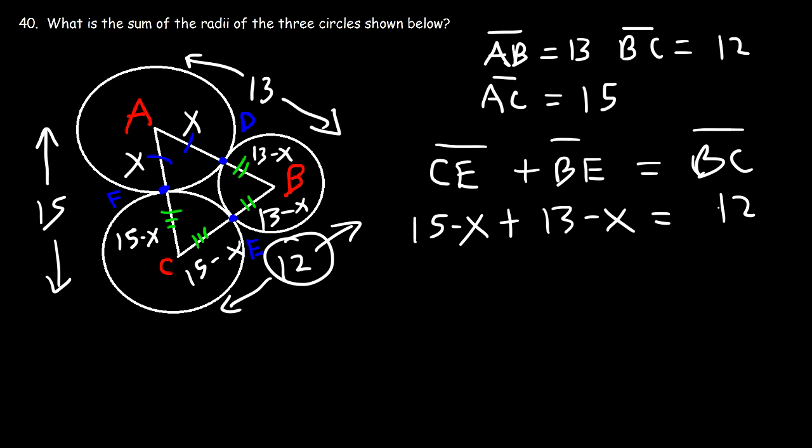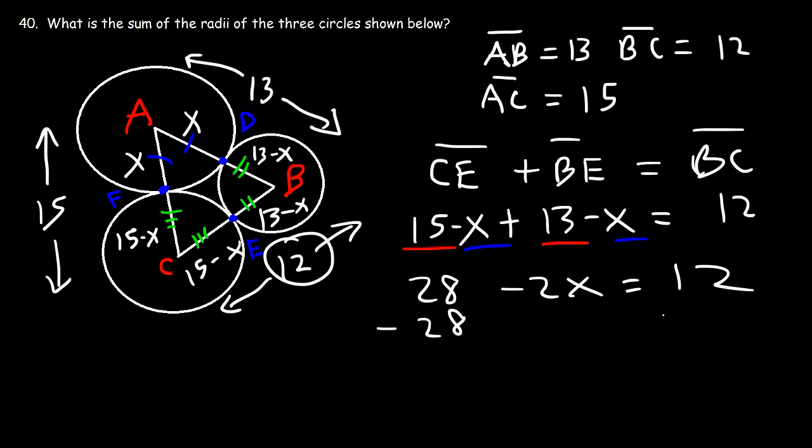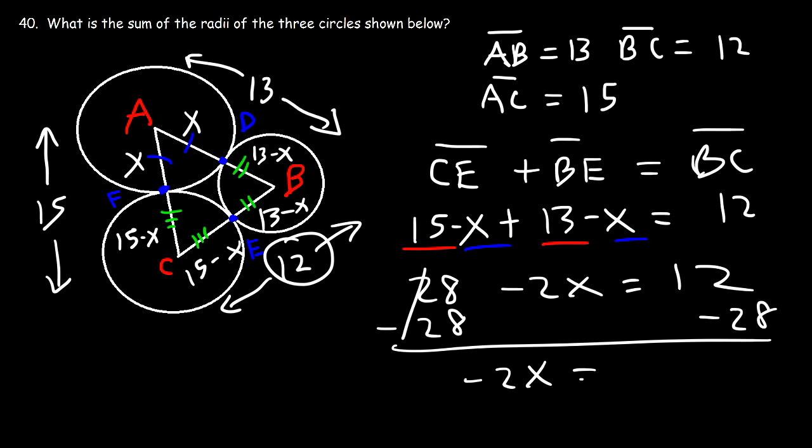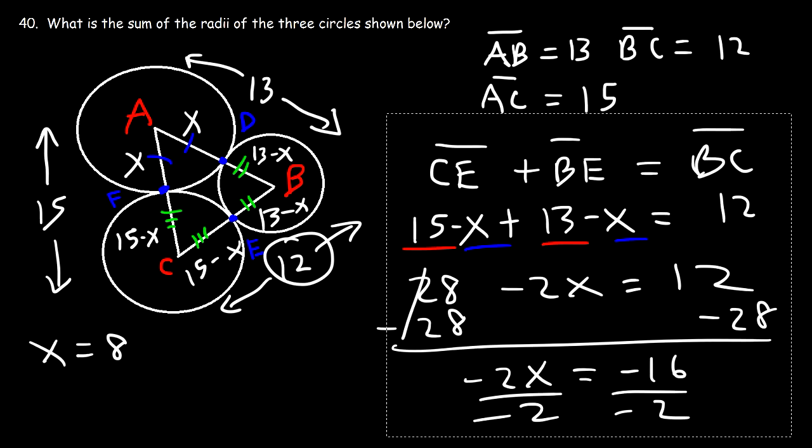So now we can calculate the value of x. So let's combine like terms. 15 plus 13 is 28, and negative x minus x is negative 2x. So let's subtract both sides by 28. 12 minus 28 is negative 16. And now let's divide both sides by negative 2. So x is equal to 8.